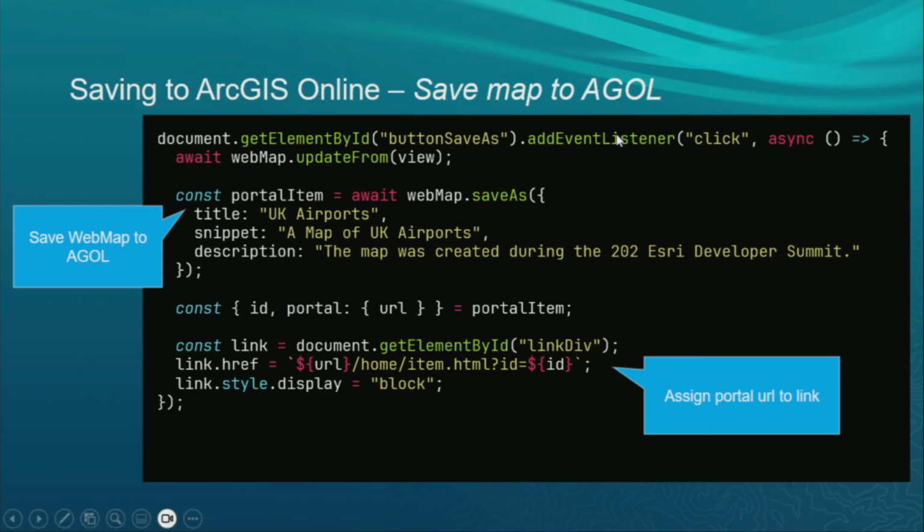The first thing is, when the button's clicked, I want to update the web map with properties from the view. This basically stores the current view extent and puts it into the web map. Then I save the web map to online, and once it's been saved, I get a reference to the portal item. The portal item includes details which I can use to construct a URL for the user to click on, and it will lead me to the page for the web map.